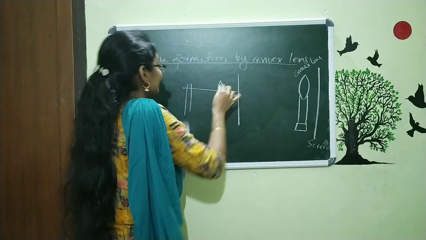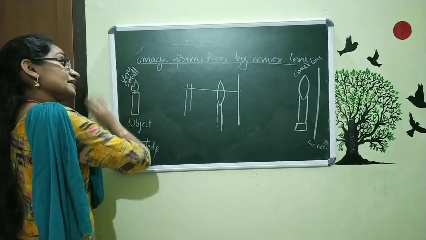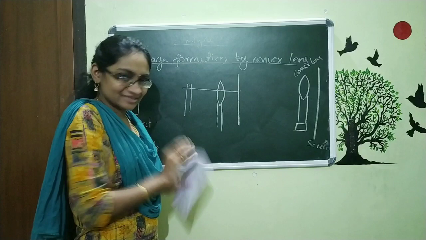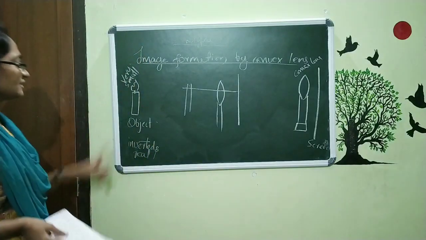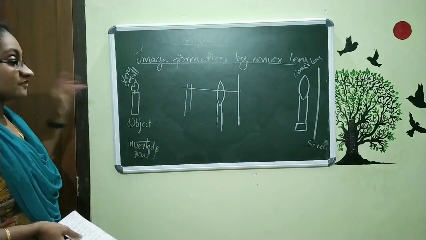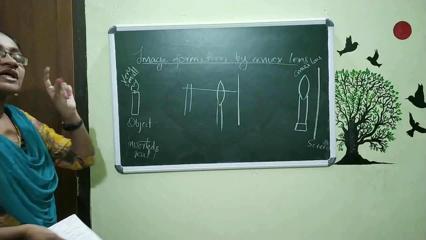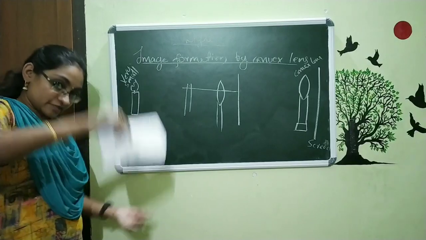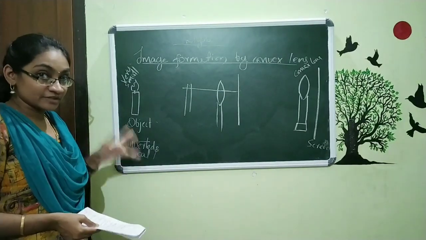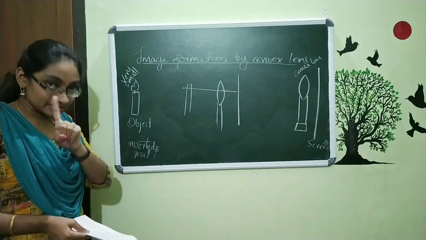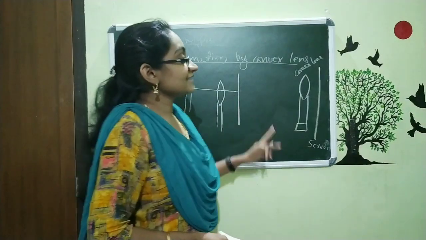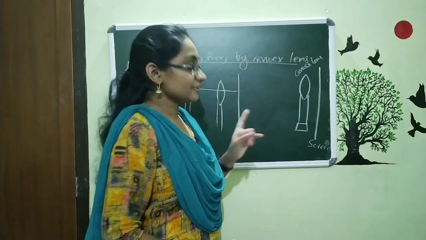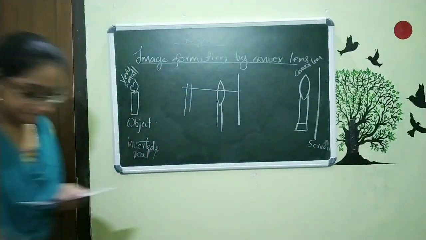For this convex lens, when our object is there very far, you won't get the image on the same side of the object. So, here you just want to remember one thing. When the object is placed very far, your image is very small. The next thing is, you will get the image inverted and real. Real means you can focus it on the screen. And one thing is also there, you will get the image at the right side of the lens. This is the only thing.